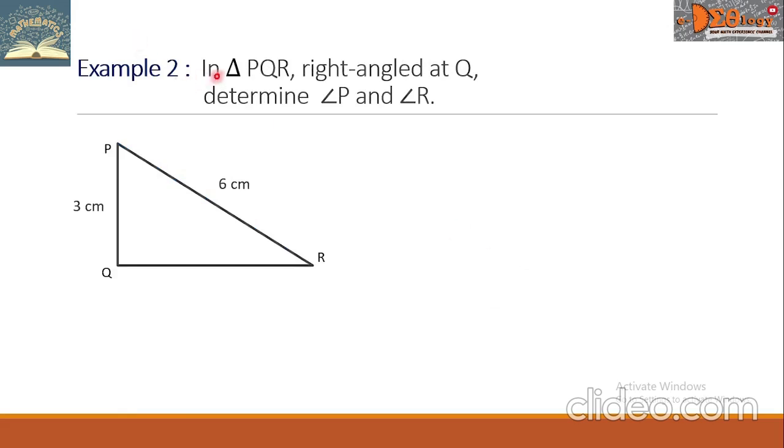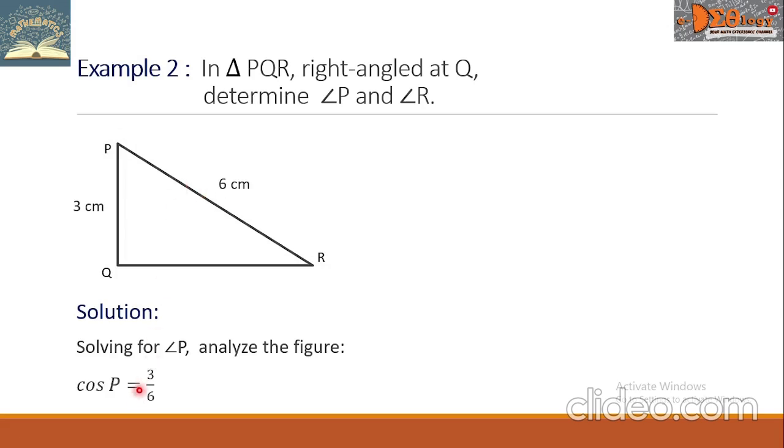Example 2. In triangle PQR, right angled at Q, determine angle P and angle R. We can see here that the side PQ is 3 cm and the hypotenuse is 6 cm. Let us solve for angle P. The angle P is here. Let us relate the angle P with regard to the given sides. The sides are the adjacent and the hypotenuse.